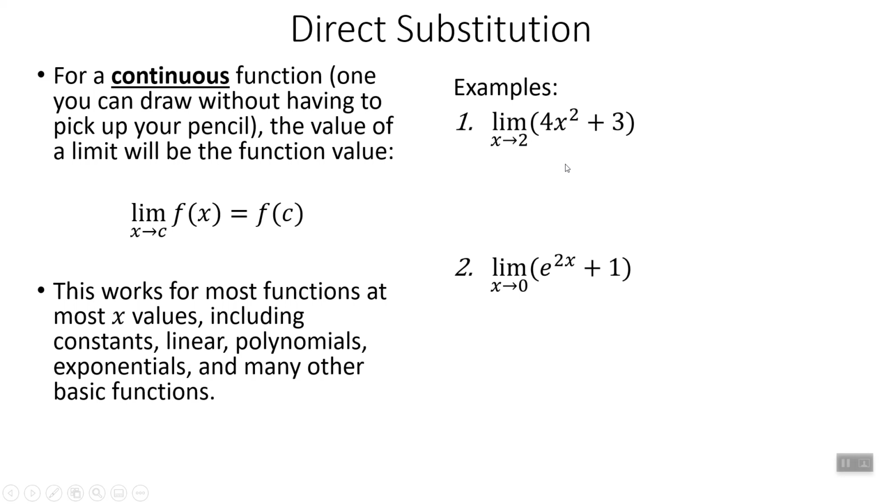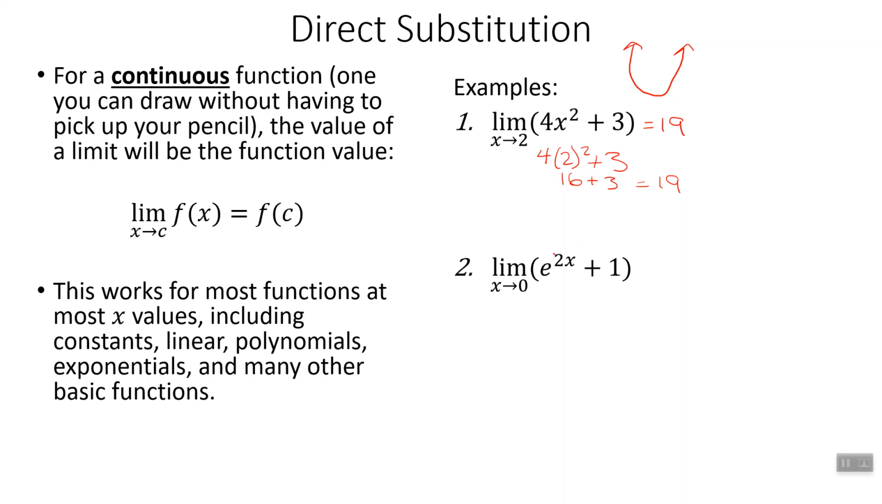Let's take a look at this guy here. This first one, we want the limit as x goes to 2 of 4x squared plus 3. Well, 4x squared plus 3, that's a polynomial. It's quadratic. It's going to be a parabola, just a nice U shape. Can't draw so well yet, but we're still practicing here. It's going to look something like that. So this limit is just going to be what we get when we plug in 2. So we plug in 2: 4 times 2 squared plus 3. That's 4 times 4 is 16, plus 3 gives us 19.